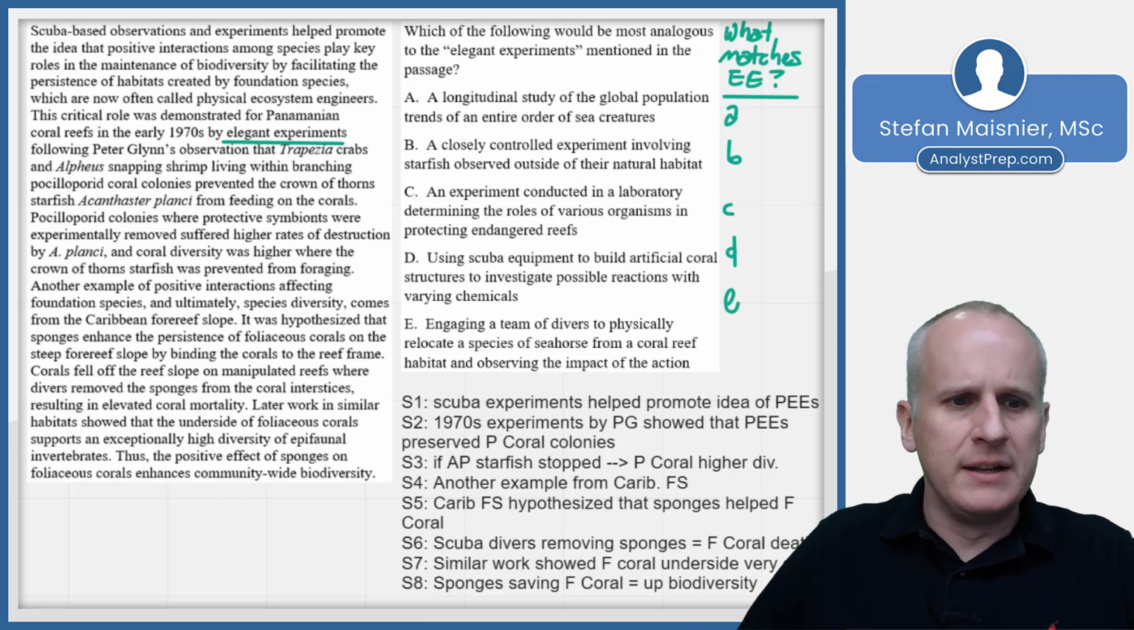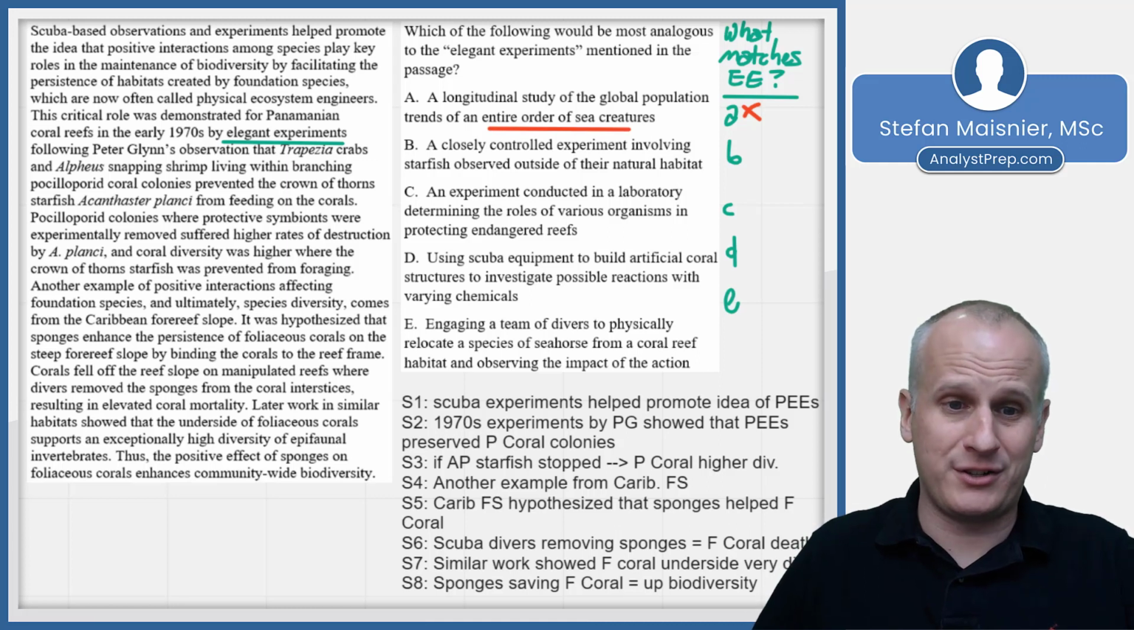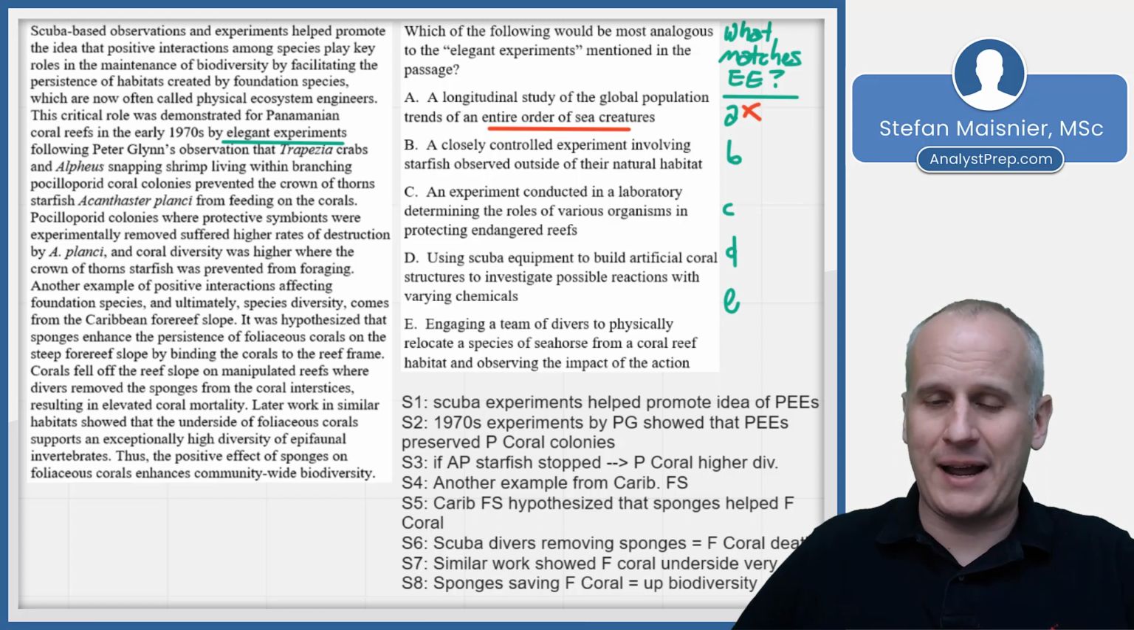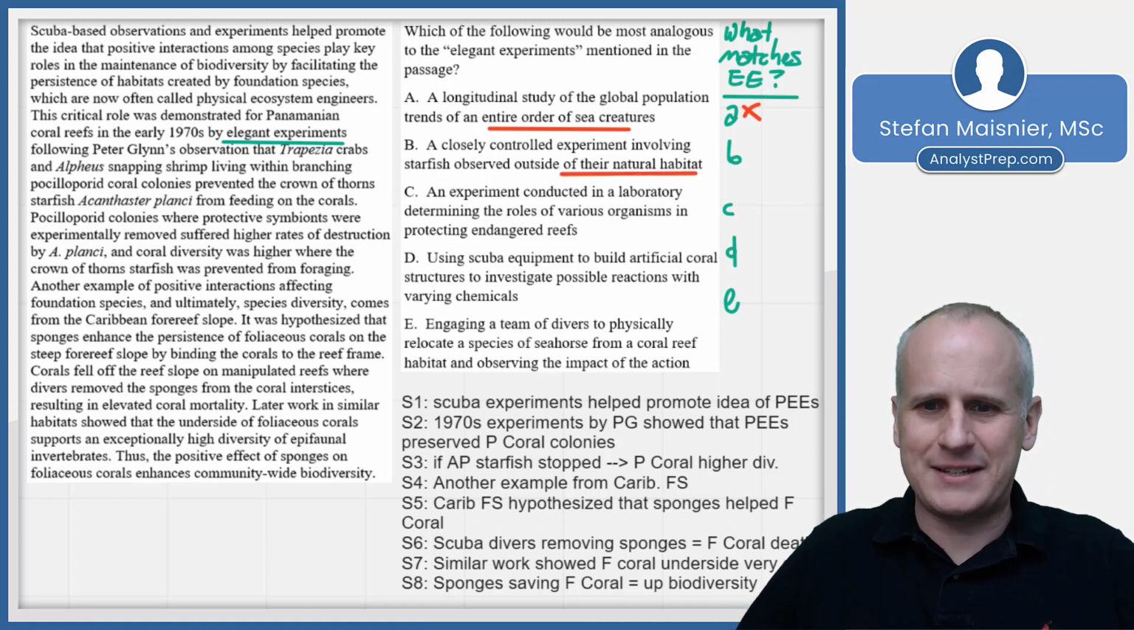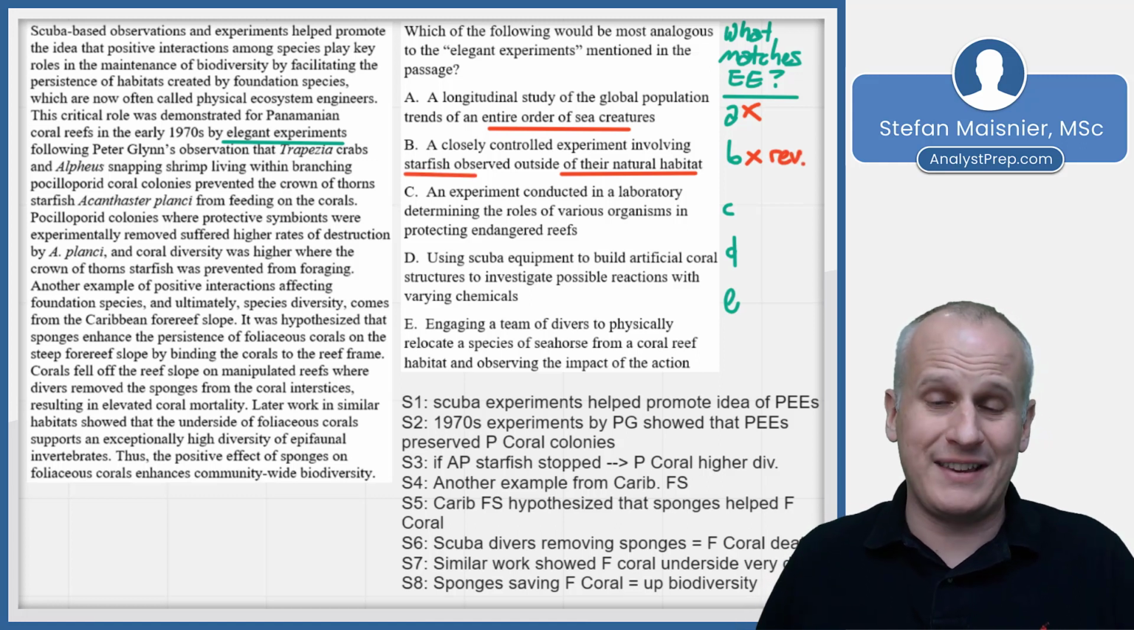So looking at our answer choices now, a longitudinal study of the global population trends of an entire order of sea creatures. Well, we're talking about one specific location where we took away a sponge and we took away the snapping shrimp and the crab. So it's not the entire order. That does not match at all. Choice B, a closely controlled experiment involving starfish observed outside of their natural habitat. Well, no, we're entirely in the natural habitat. So that's a technical reversal that they're hoping you just recognize the word starfish and went, yeah, that's it.